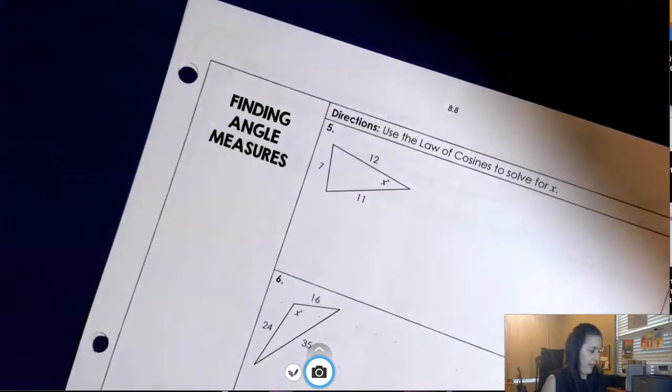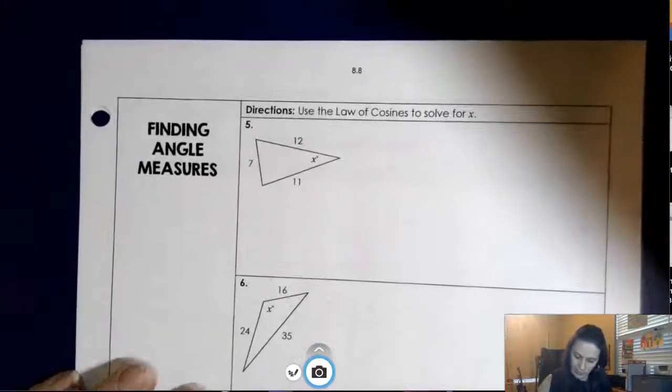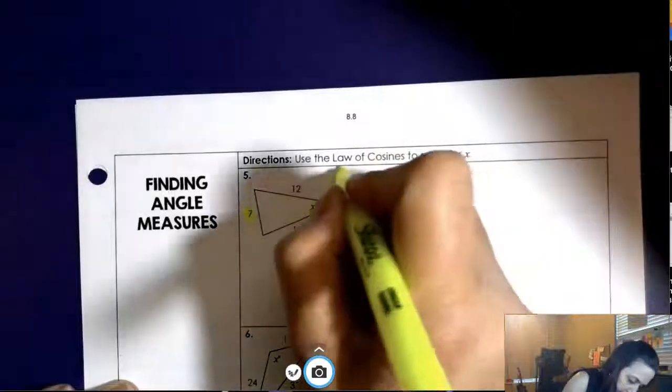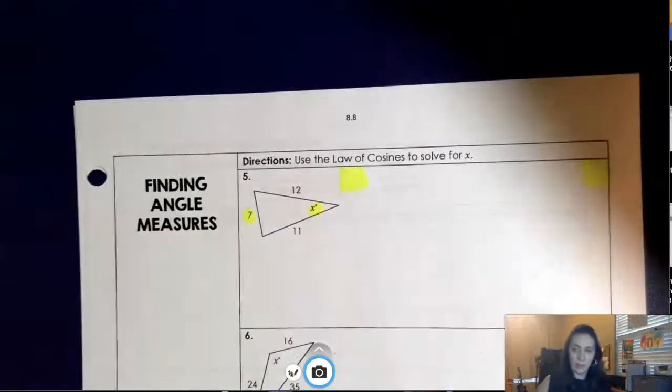And here we are going to have to go backwards. We're going to have to find the angle measures. So still the same type of setup. You are still looking at the angle and what's across. And we're going to set it up the same way.